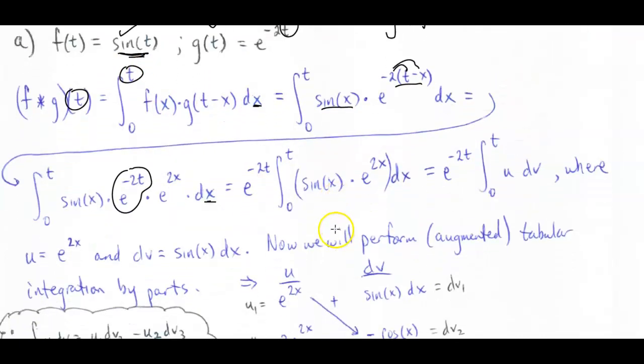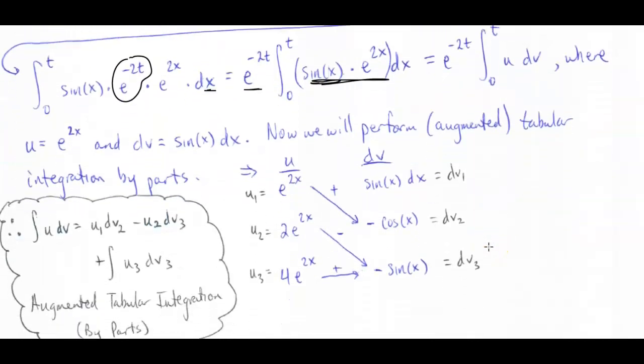All right, so moving on, we go ahead and factor out the e raised to the negative 2t, and we see we need to integrate sine of x times e raised to the 2x. And so in taking the antiderivative of that, we notice that that's one of these, what I like to call circular integrals, where we can do integration by parts, but we're going to have to do it multiple times for us to be able to find out what it is.